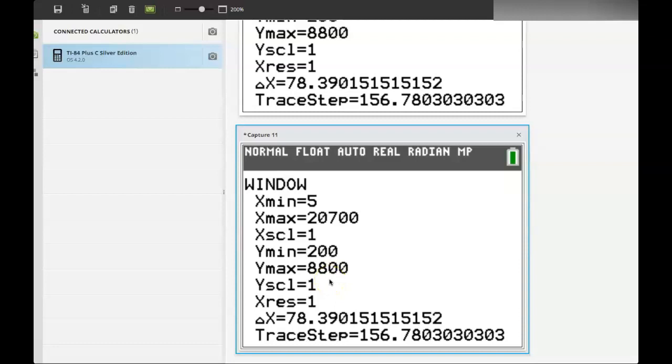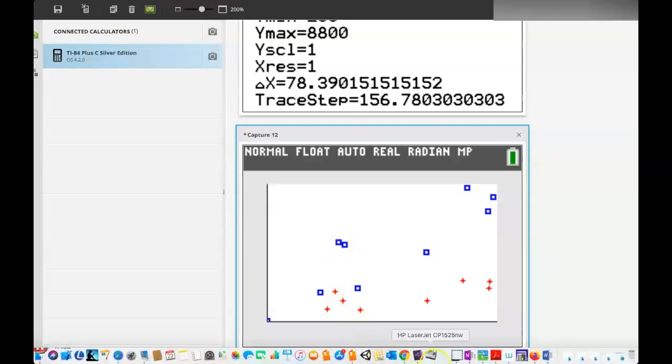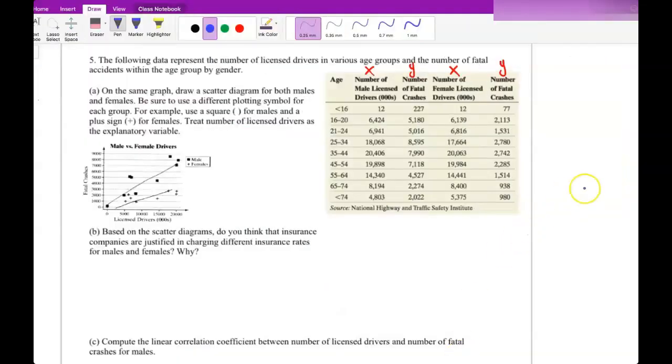Okay. So now graphing. Again on top, on the first row of your calculator, on the right side you have graph. So press that one. Okay, so here is our scatter diagram. These blue are for male and these are for female. So we graphed it. So I have that graph here.